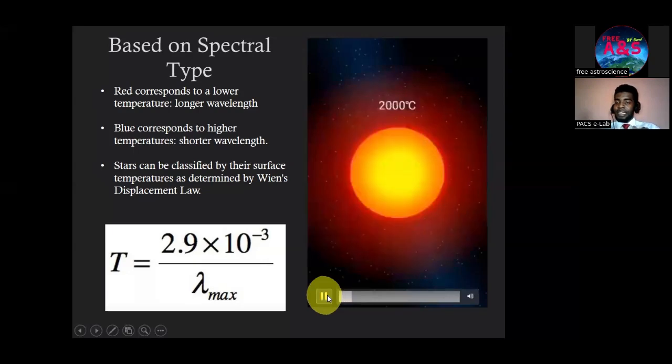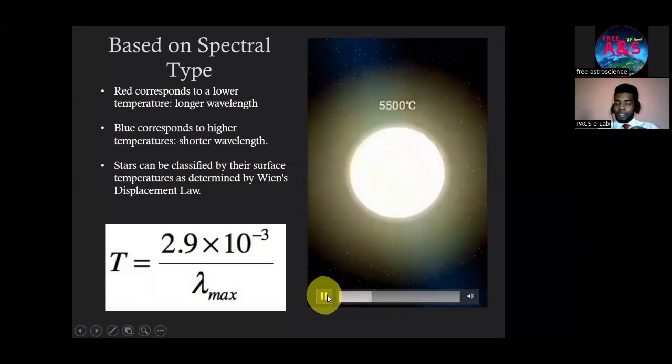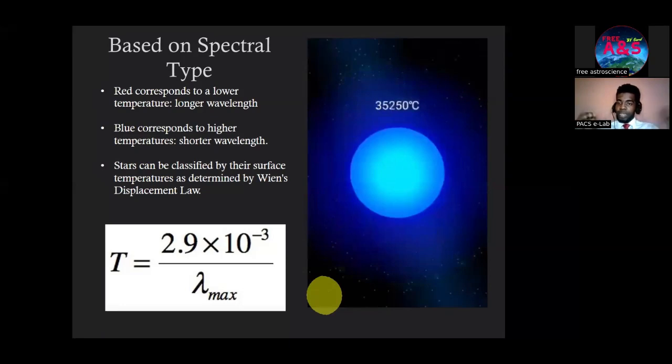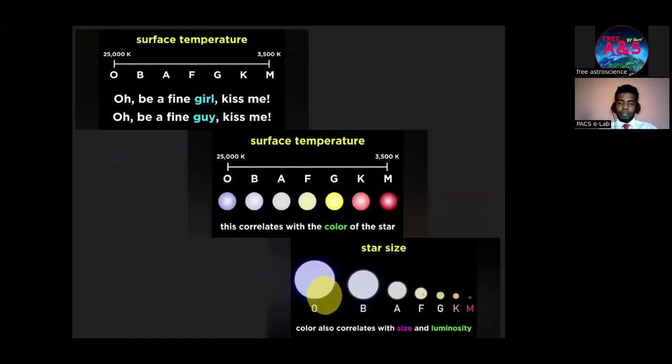So here is the simulation. Stars that are less massive have low temperature, looking red, while those with very, very high temperature are blue. The bluer, the higher the temperature. So that's exactly what is happening here, based on spectral types.